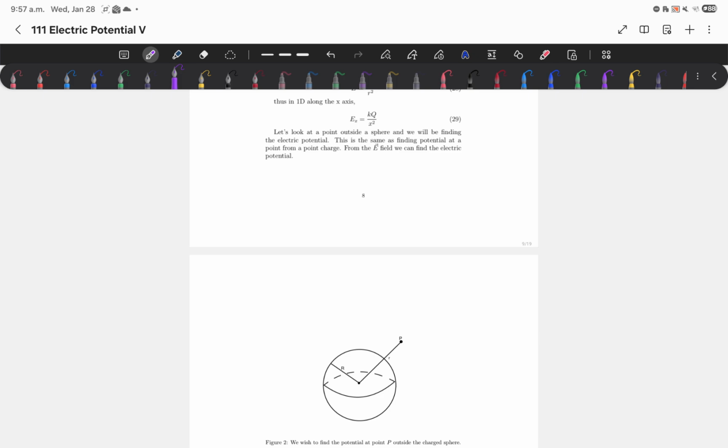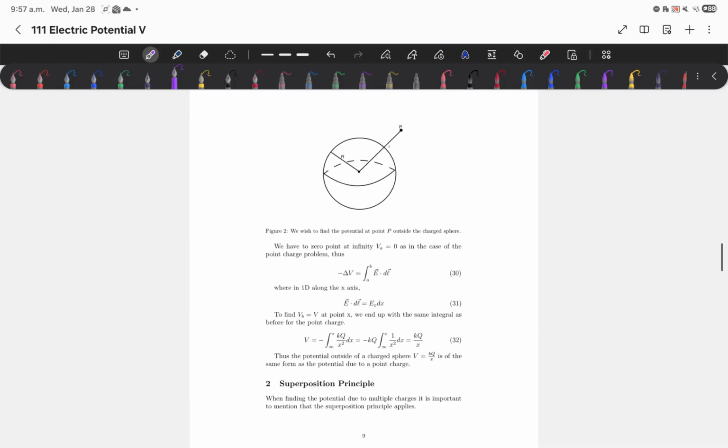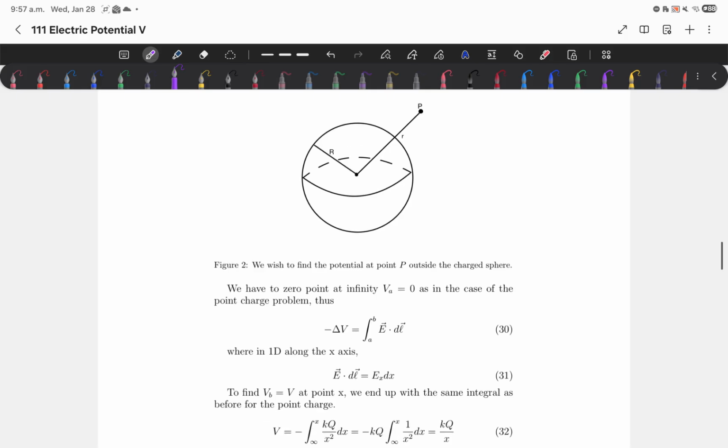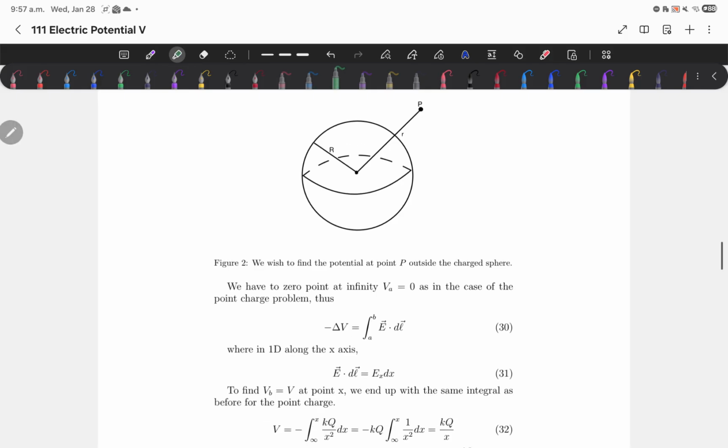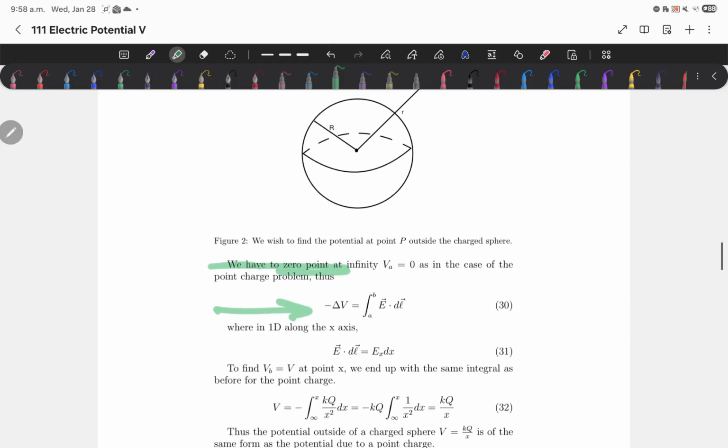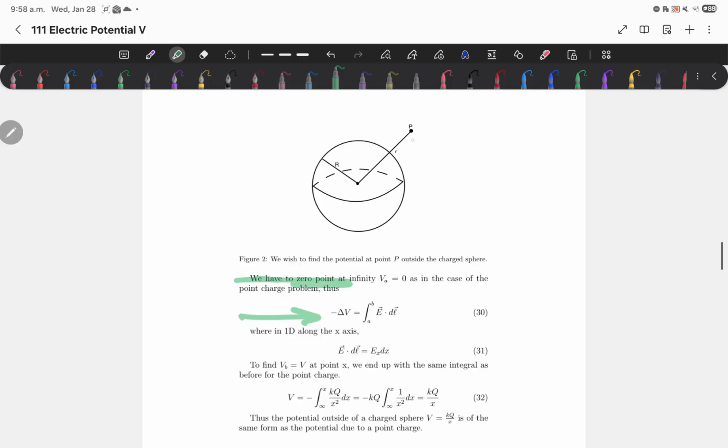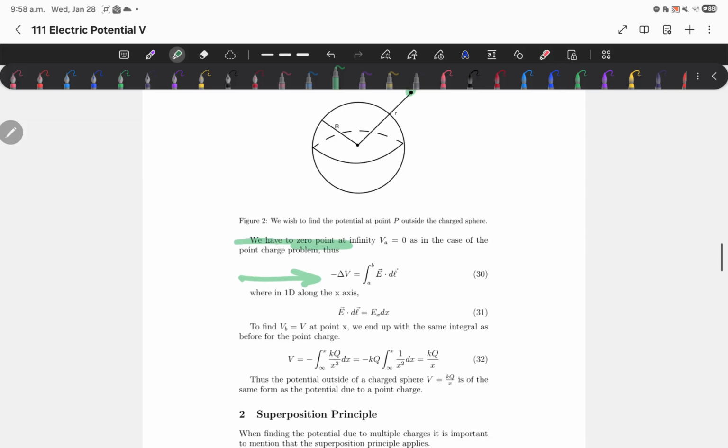So finding the potential outside of the sphere ends up being mathematically the exact same problem. You end up with the same integral to 0 point at infinity. So for that charged sphere, we would 0 point at infinity, ask ourselves what's the potential outside of the sphere. You just have the identical integral to the point charge problem. And you're left with kq over x for the potential. So charged sphere, point charge, exact same problem. You're just computing this integral here.